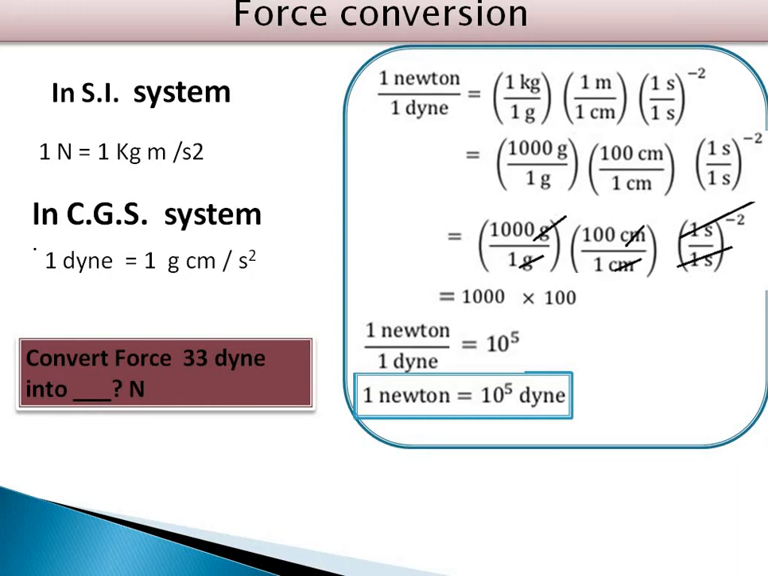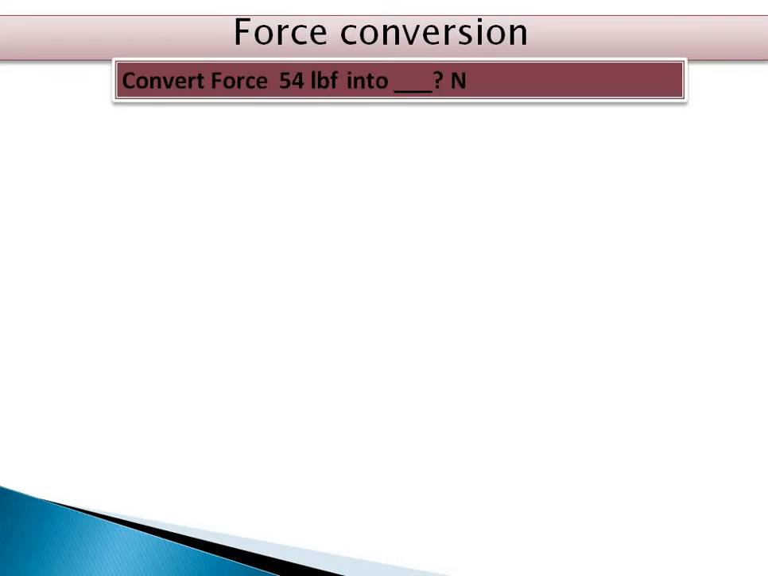Convert force of 33 dyne into Newton. Now we know that 1 Newton is equal to 10 to power 5 dyne. So 33 dyne is equal to how much Newton? It can be given as 33 divided by 10 to power 5, and it will be equal to 33 into 10 to power minus 5 Newton force.